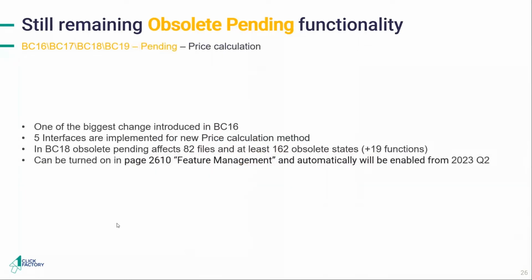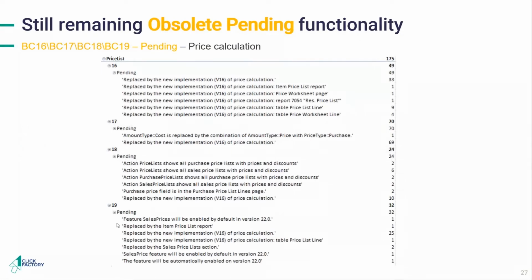And price calculation, the biggest change introduced in the Business Central 16 version, is moved to the Business Central 22 version. Microsoft keeps enhancing it with each release, and you see there are more and more pending places related to this functionality, almost 200 pending places only because of price calculation. But still, you need to live with these places 1.5 years more for them to be removed.